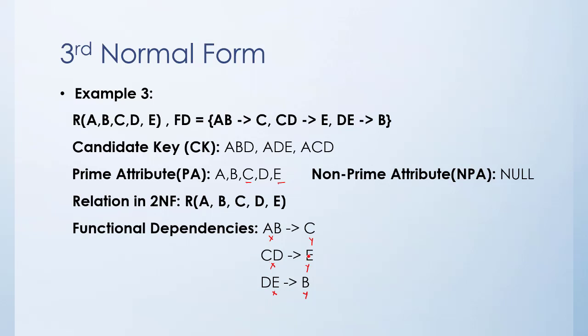What about the third one? Is B a prime attribute? Yes, B is a prime attribute. So all the three functional dependencies satisfy one of the conditions of 3NF. As this is true, we can say that the relation R having attributes A, B, C, D and E is in 3NF. So R is in 3NF. So no further decomposition is required.